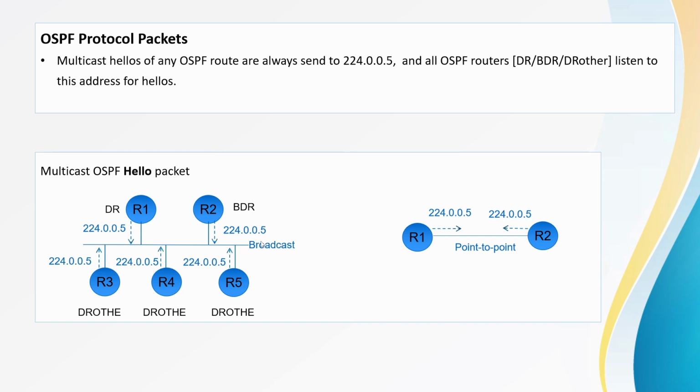There is a broadcast network here, and the routers attached to it will all send a hello packet. The hello packet will be sent to the multicast destination 224.0.0.5. The right-hand side is a point-to-point network. For a point-to-point network, the hello packet is also sent to 224.0.0.5.